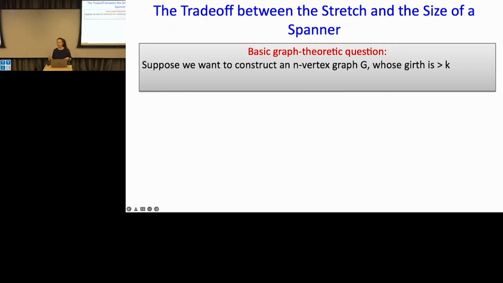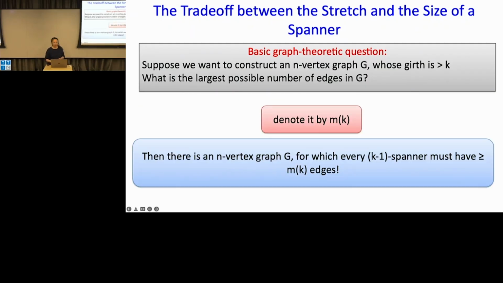Suppose I want to construct an n-vertex graph G whose girth is more than k. What is girth? It is the length of the shortest cycle, and it's unweighted, so all its lengths are 1. I want to build a graph in which every cycle has length more than k, and I want to put as many edges as possible into this graph. The question is, what is the largest number of edges we can put in such a graph? We don't really know, but let's denote this number by m of k.